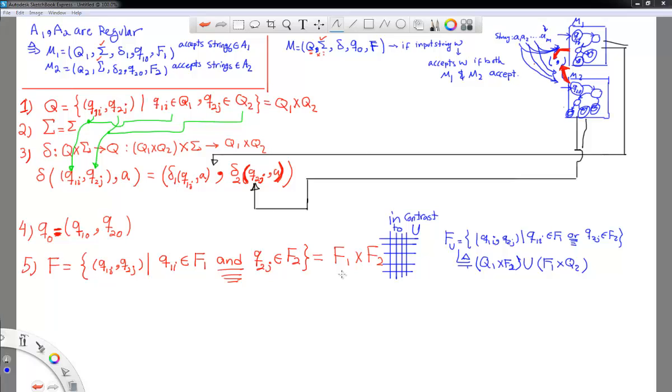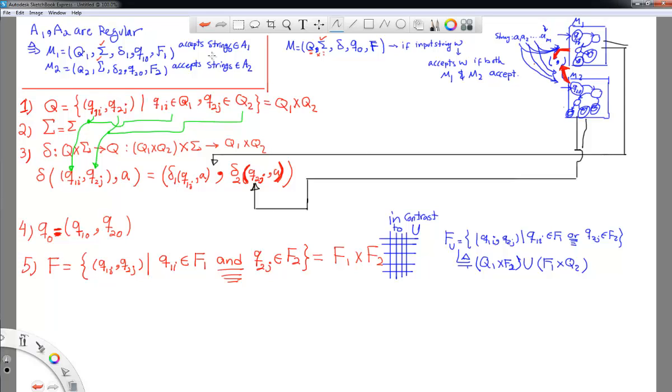Okay, so now let's take a look back at what we did here and see how we proved this. To prove that the intersection of two regular languages is regular, we assume that A sub 1 and A sub 2 are regular. Therefore, there's an M sub 1 that accepts strings from A sub 1 and an M sub 2 that accepts strings from A sub 2. That's by definition: if the language is regular, then some finite automaton accepts it.